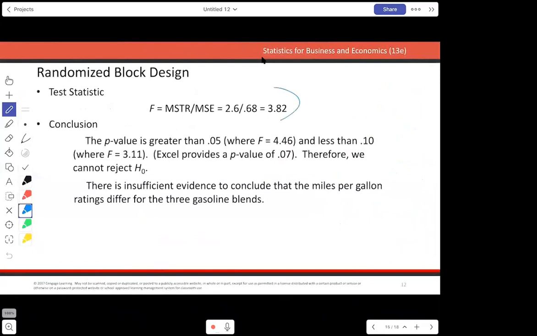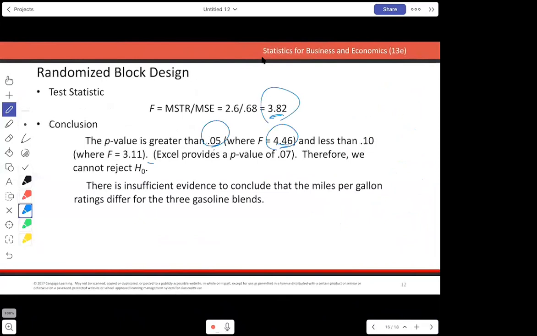So 3.82, 4.46. As you can see, the p-value is actually greater than 5%. And the 3.82 is smaller than 4.46.